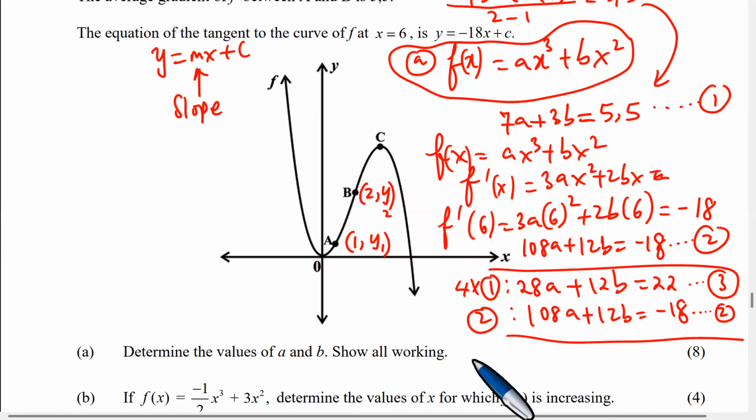Then you need to say you have equation 2 minus equation 3. Okay, right. So what is 108 minus 28? It is actually 80a, which is equal to, right, equation 2 minus equation 3. So minus 18 minus 22 is actually minus what? Minus 18 minus 22 is minus what? It's minus 40.